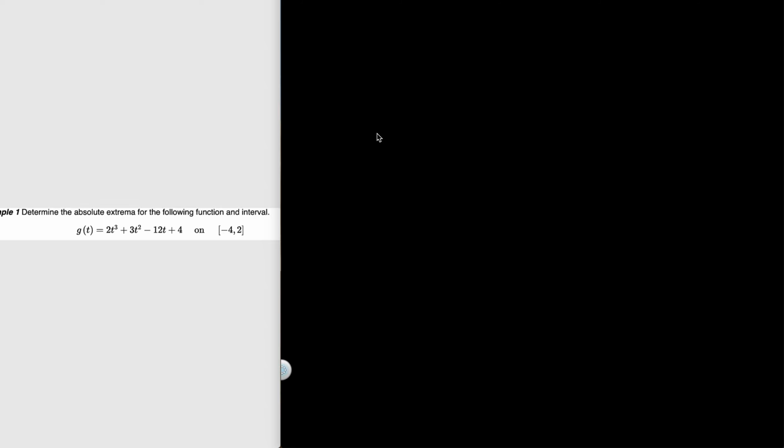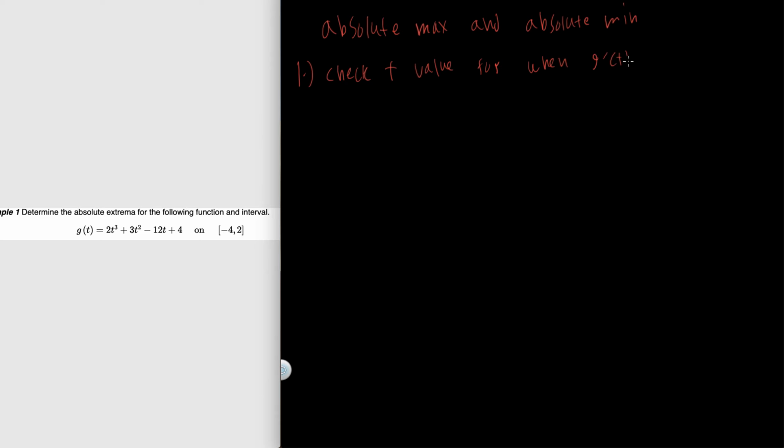All right, let's work it out. So absolute extrema, what we're trying to do is find the absolute maximum, absolute max, and absolute min. And to do this, we need to check a few things. First, we need to check where the derivative is equal to 0. So check t values for when g prime of t is equal to 0. So those are the t values we need to check.